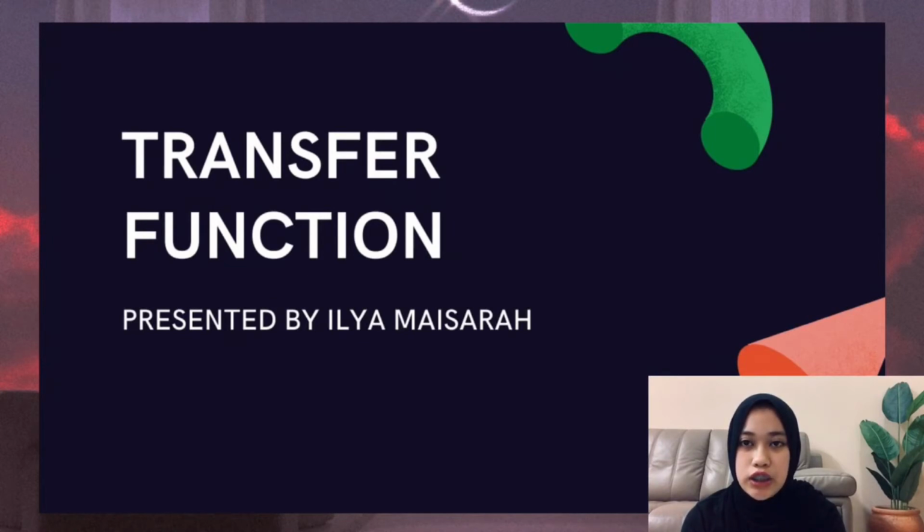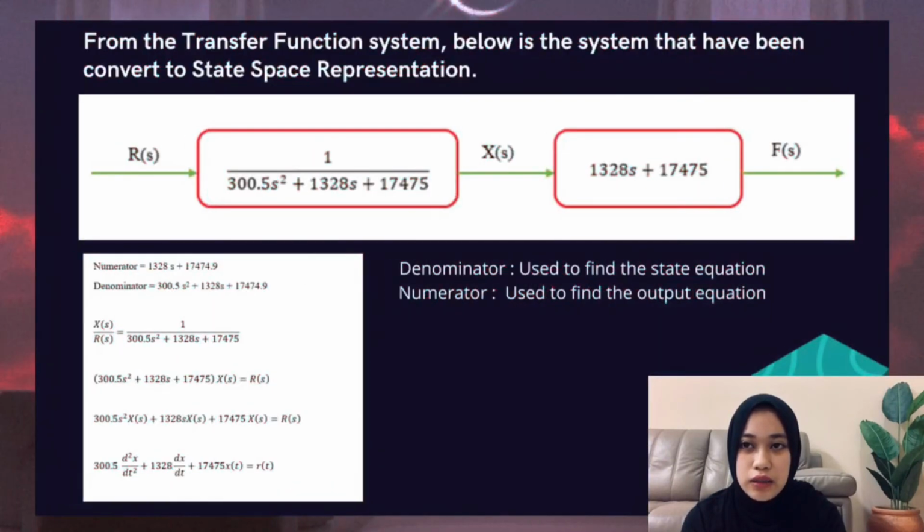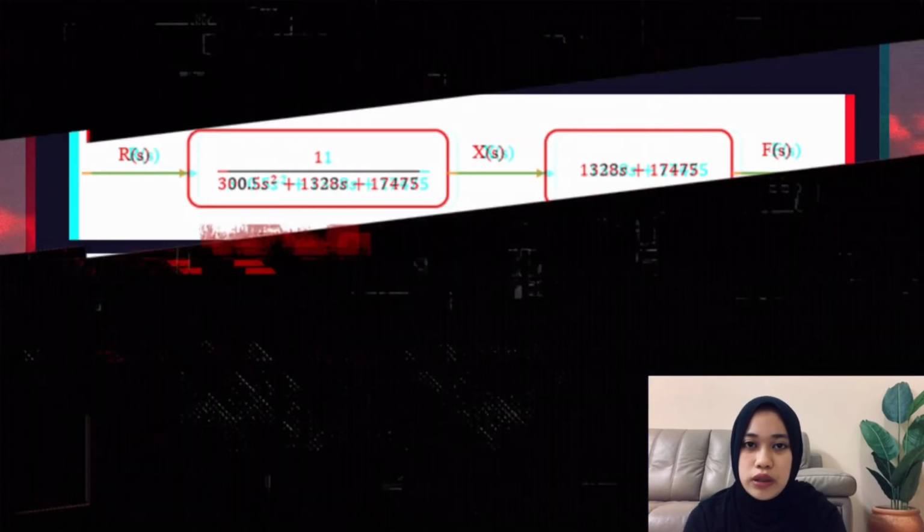I will present about the calculation of the transfer function. Okay, for the next slide, as you can see from the transfer function, below is the system that has been converted to the state space representation. From the transfer function, we separate it into two, which are the denominator and the numerator. The denominator is used to find the state equation and the numerator is used to find the output equation.